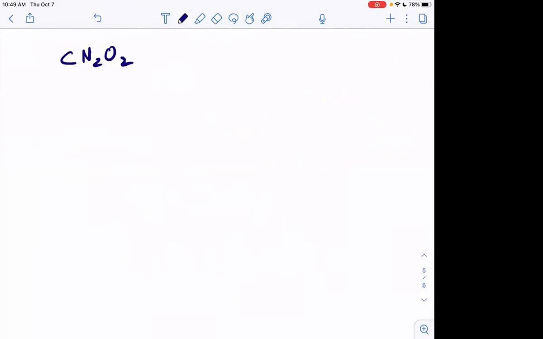CN2O2. You tell me, do you know what the central atom is? Carbon. You've got to go with that. Now, it's not a true central atom because you have 4 attachments, but still, I guess you could consider one of the nitrogens central too.